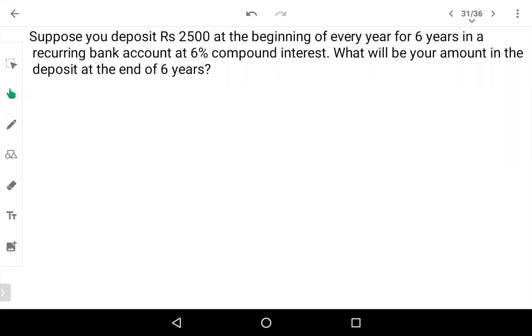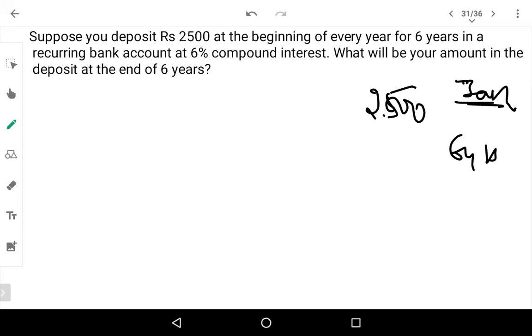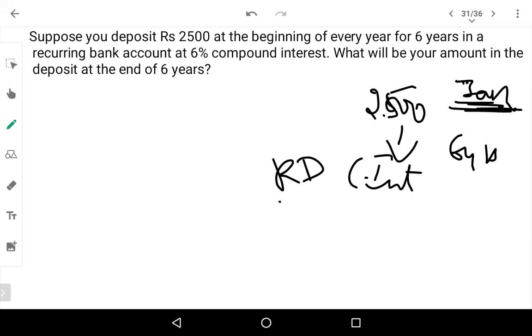Now here you have to understand the question carefully. You are investing 2500 rupees every year at the beginning of the year. Let's say suppose you are investing in Jan. Okay, for 6 years you are investing. Recurring deposit means every year or every month you keep depositing money into the RD account, where they will give you the interest for that money you have deposited over a period of time.